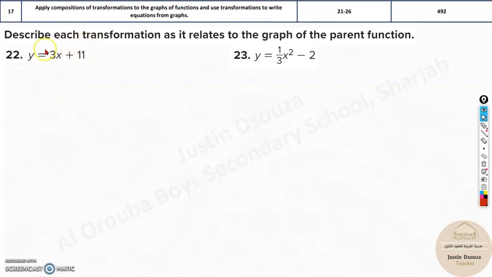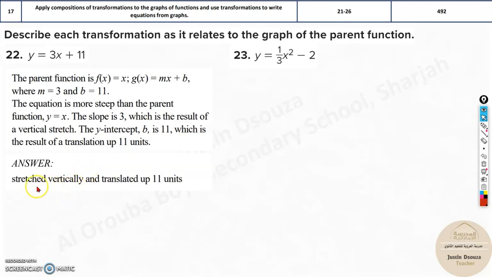What about over here? It is translated 5 units upward. The slope is 3, so that means it is stretched vertically. Stretched vertically, translated up by 11 units.